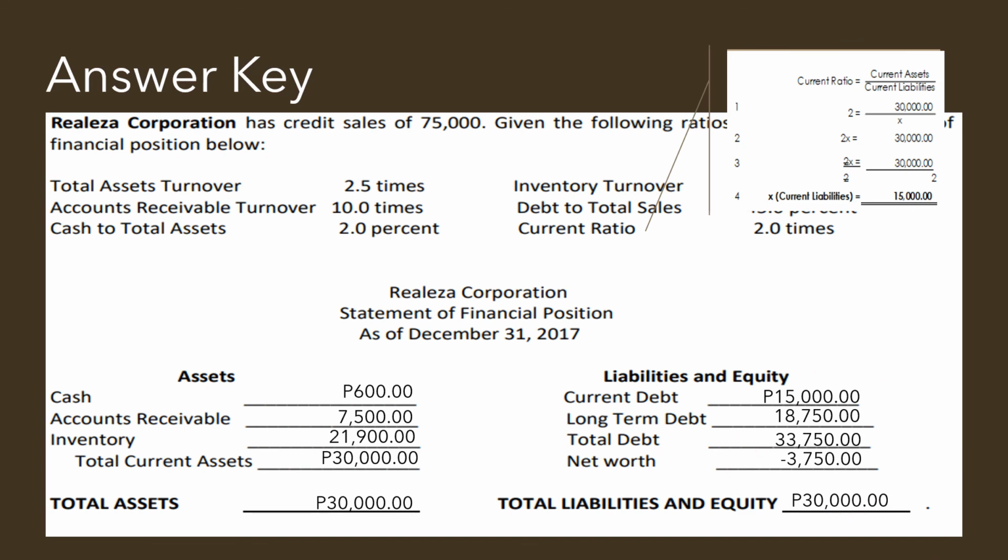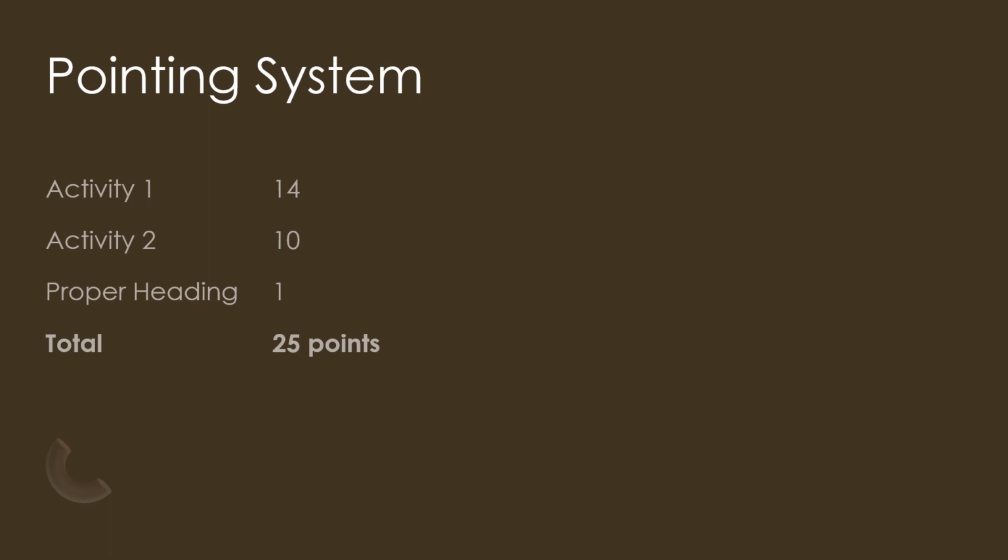Okay? So, pointing system, paano? Your activity 1, A to M, so that's 14 points. For your activity 2, every blank is 1 point, so total nun 10 points. And should have your proper heading. Again, marami pa rin sa inyong walang proper heading. There's a corresponding point for it. So, total of 25 points. There are some of you na na-late mag-submit. Again, same rule applies without any exception.